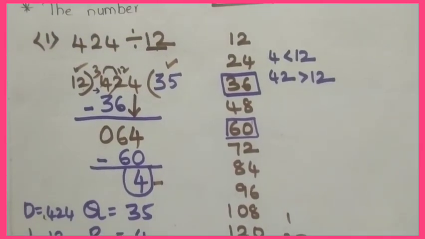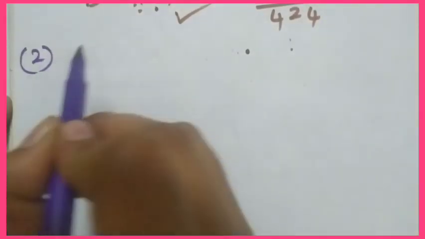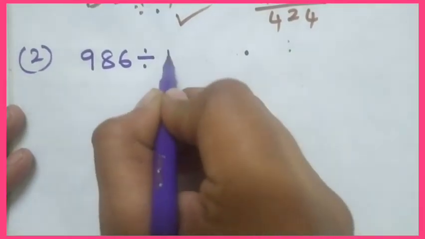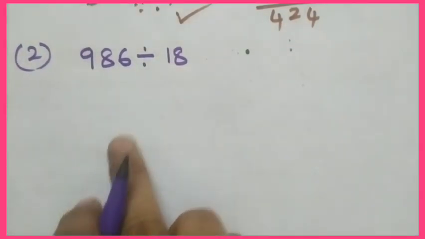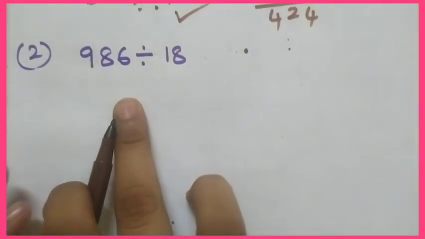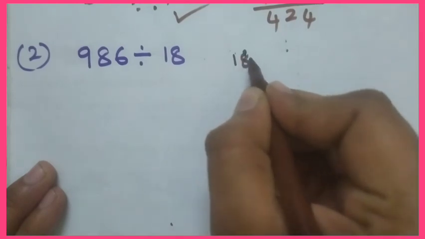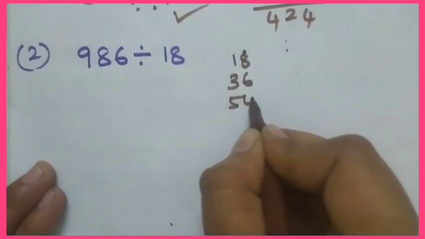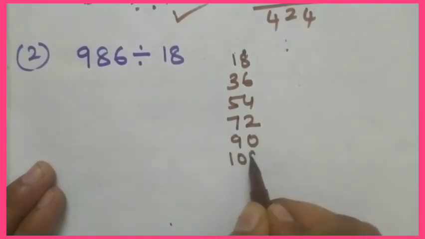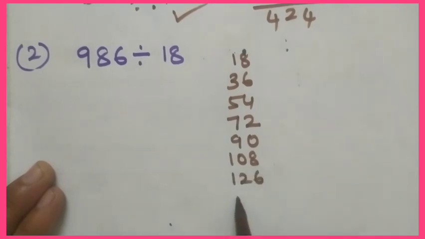Now I will explain one more example for you. For example, 986 divided by 18 is there. 986 divided by 18. To do this problem, we have to write 18 table here. 18 ones are 18, 18 twos are 36, 18 threes are 54, 18 fours are 72, 18 fives are 90, 18 sixes are 108, 18 sevens are 126, 18 eights are 144, 18 nines are 162, 18 tens are 180.